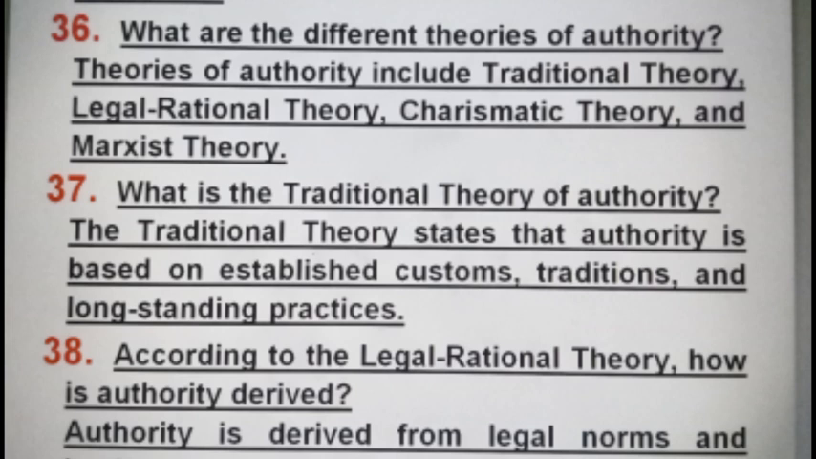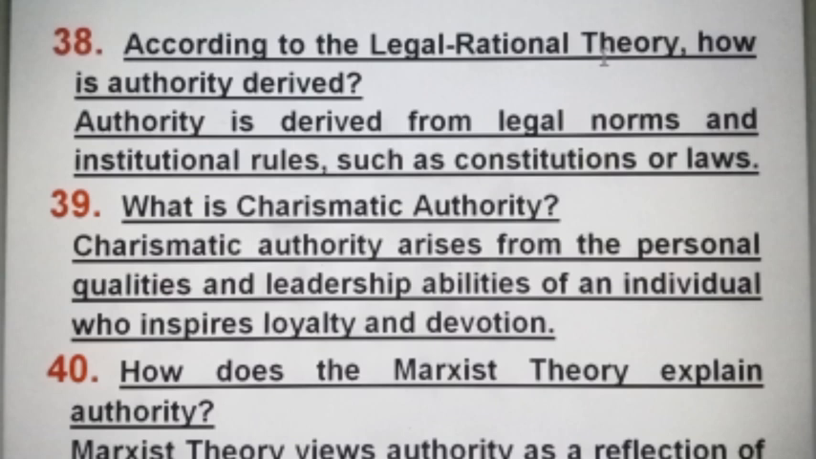What is the traditional theory of authority? The traditional theory states that authority is based on established customs, traditions, and long-standing practices. According to the legal rational theory, how is authority derived? Authority is derived from legal norms and institutional rules such as constitutions or laws.